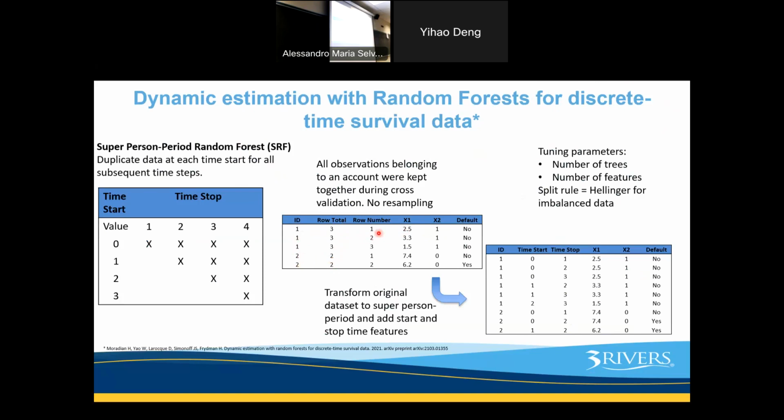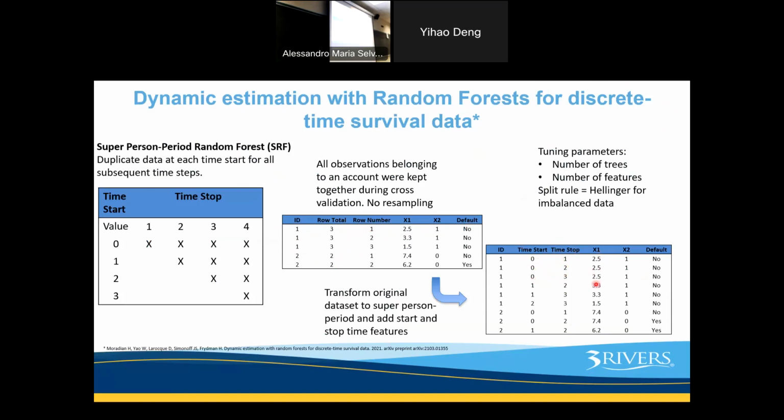So the first row here for ID1 would be time start 0, time stop 1. The second row would be time start 1, time stop 2. Third would be time start 2, time stop 3. And what we do is, for each time start, we make a row for each subsequent time stop. So that first row, time start 0, time stop 1, we also now add a time start 0, time stop 2, time start 0, time stop 3.